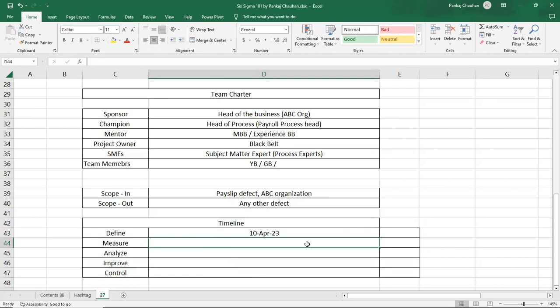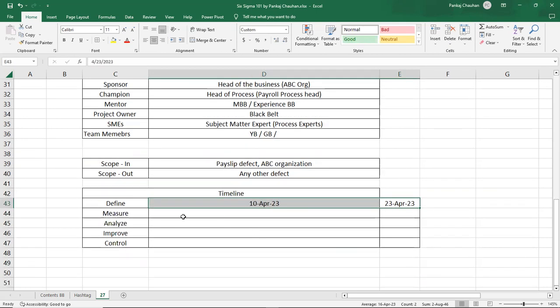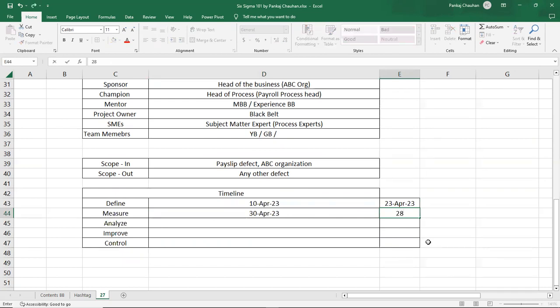you want to discuss, or you want to go for the 10th of April 2023, and actually you are completing by, let's say, the 23rd of April 2023. So you are taking more than the expected time, which you have to make up somewhere or other. The measure phase, suppose it was supposed to complete by the 30th of April 2023, and actually you are completing maybe by the 20th of April 2023. So here you are completing before the expected date.